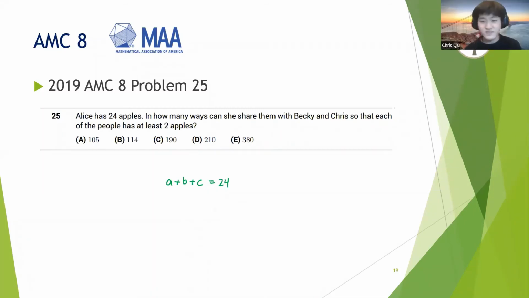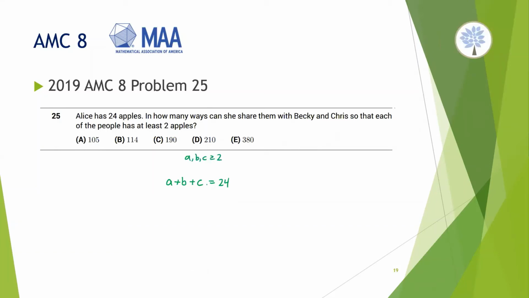Yes, the answer is C. The only other condition that we're given is that A, B, and C are all greater than or equal to 2, because each person gets at least 2 apples. So now we want to find the number of ways we can get 3 numbers A, B, and C to add up to 24, and all 3 numbers are at least 2.